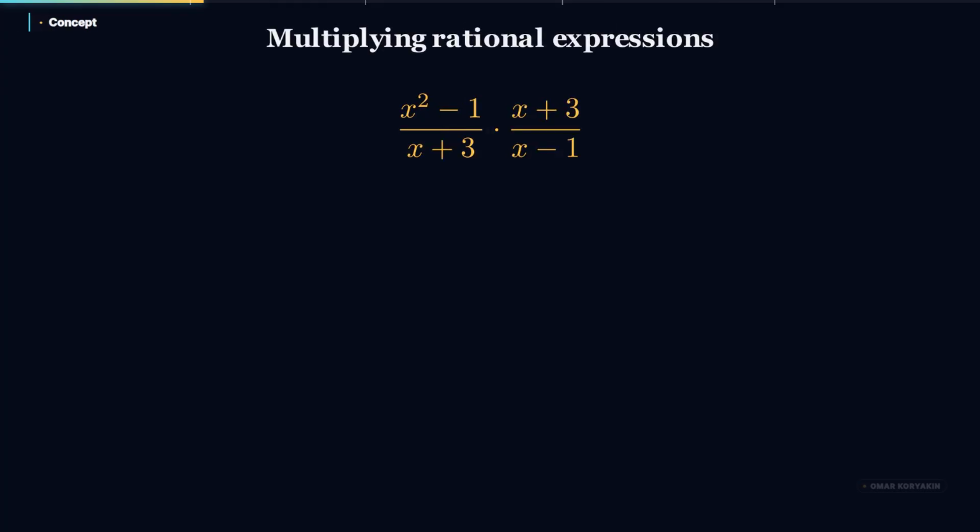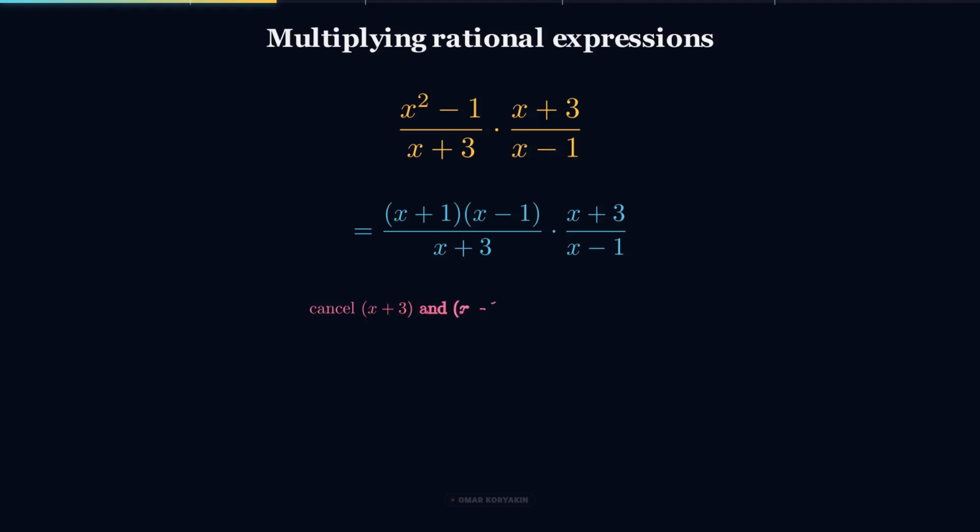Take x squared minus 1 over x plus 3 multiplied by x plus 3 over x minus 1. Two rational expressions, one multiplication. The plan is to factor, cancel, then multiply what remains. Factor the numerator x squared minus 1 as x plus 1 times x minus 1. The denominators are already factored. Now the expression has four binomials and four binomials, two on each side of the multiplication.